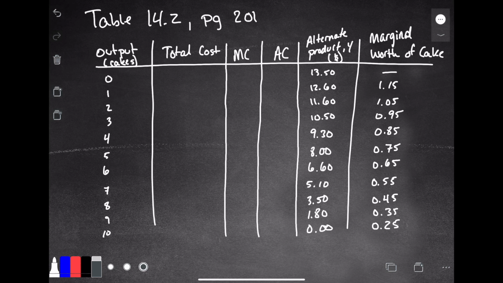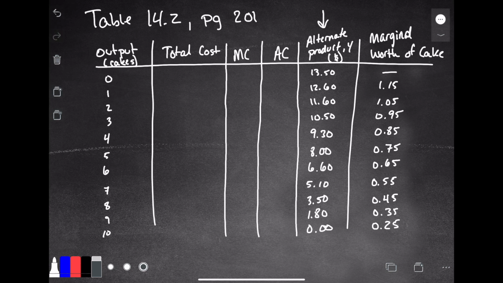Now, in the book, all of these columns here are filled in, but really, we should keep in mind that we're only actually given column 1, the output in cakes, column 5, the alternate product in Y in terms of dollars, and column 6, the marginal worth of cake. We can construct everything else in here from these 3 columns, okay? And so what the first column is saying is how many cakes is this person actually producing per day, and the number goes from 0 all the way up to 10.